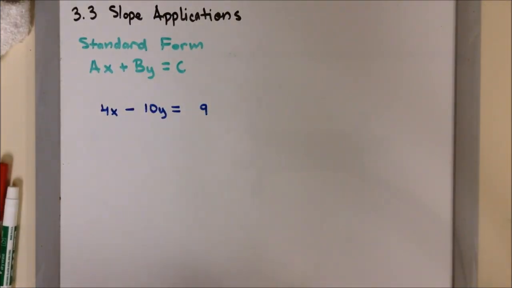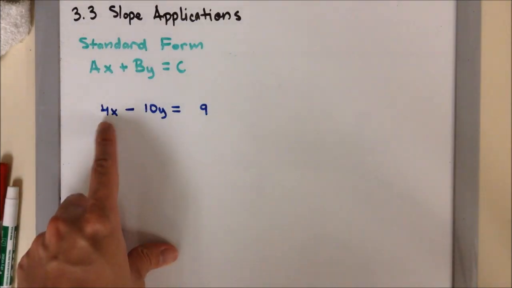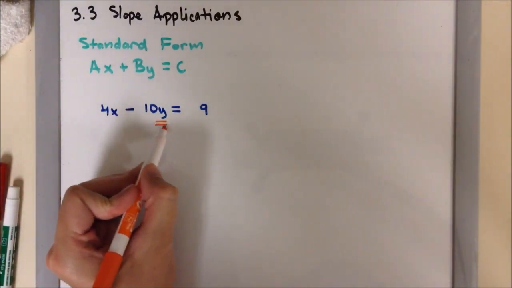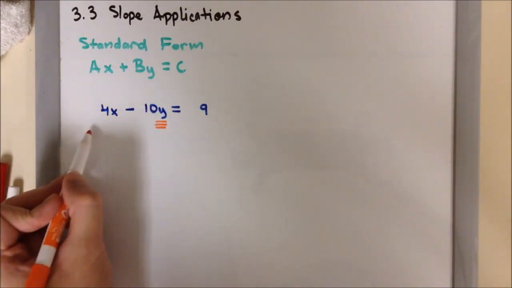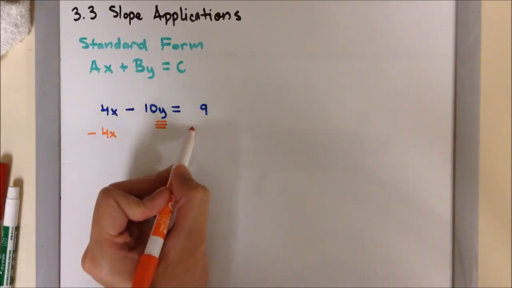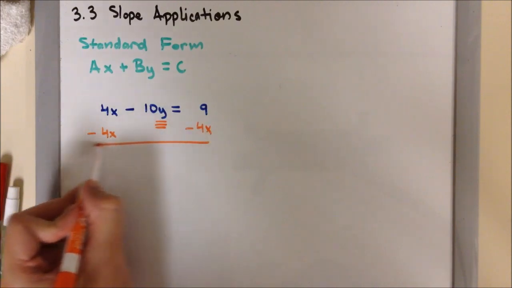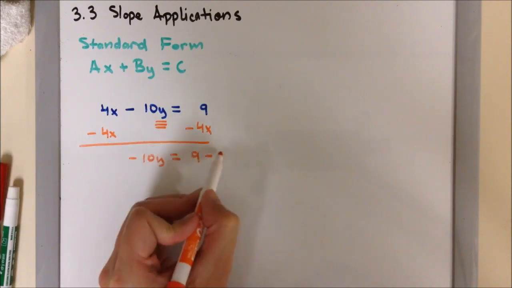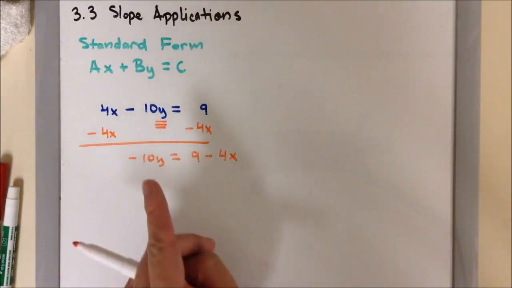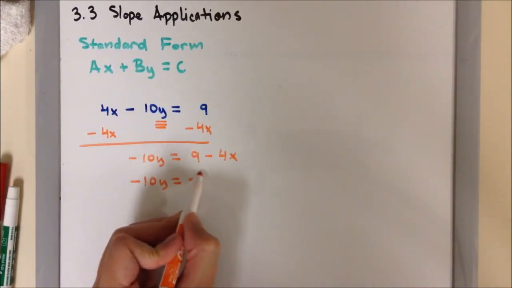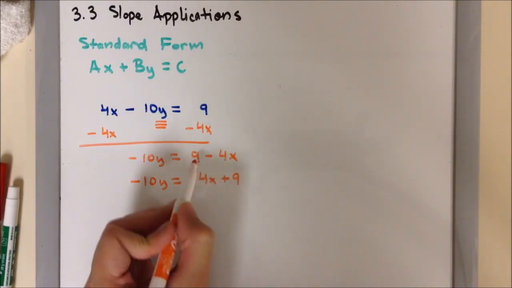In our second example, we have our equation in standard form, which is 4x minus 10y equals 9. I'm trying to get the y by itself, meaning I need to get 10y by itself. I'm going to cancel out the 4x. The opposite of 4x is negative 4x, so minus 4x on the left, minus 4x on the right. So I'm going to have negative 10y equals 9 minus 4x. I'm going to flip to get my x first. So it's going to be negative 10y equals negative 4x plus 9 because it was positive.